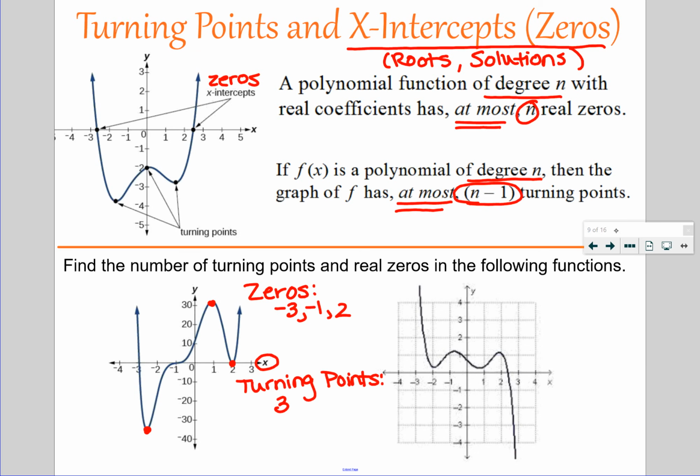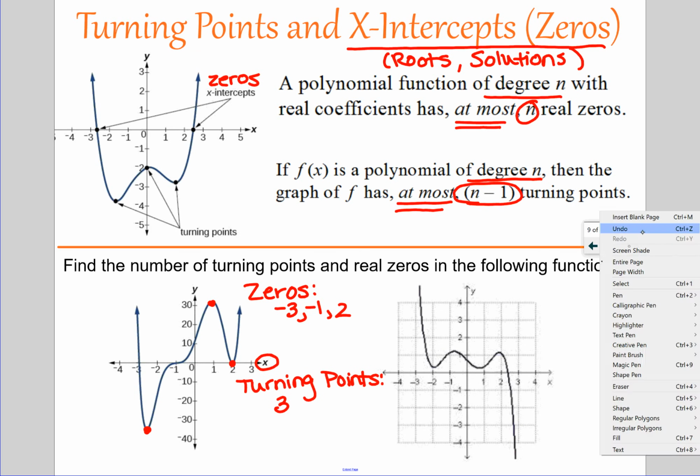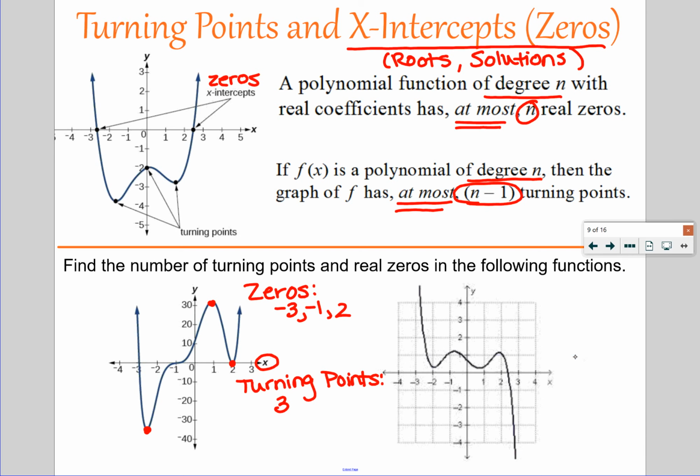In the problem to the right, again, I'm looking for x-intercepts or zeros first. My zeros are anywhere where it crosses the x-axis, and we would just have one of those approximately, I would say it may be like 2.5. Okay, we don't know any more than that without having an equation.